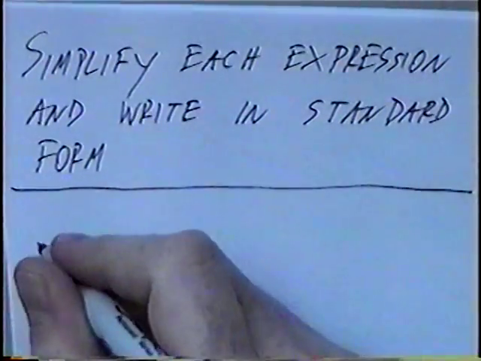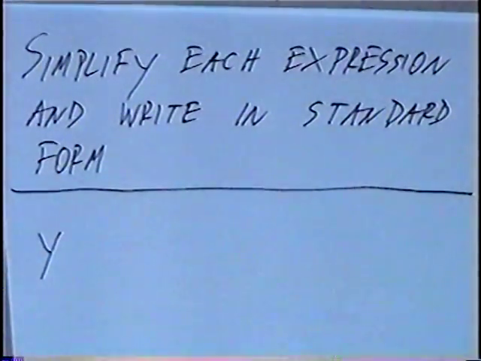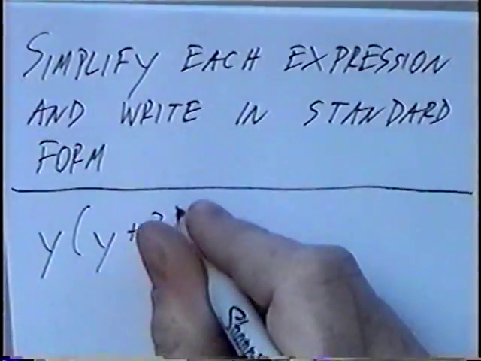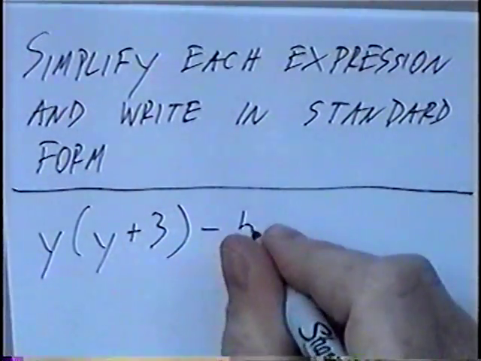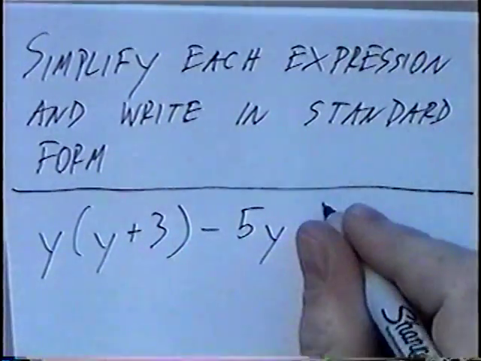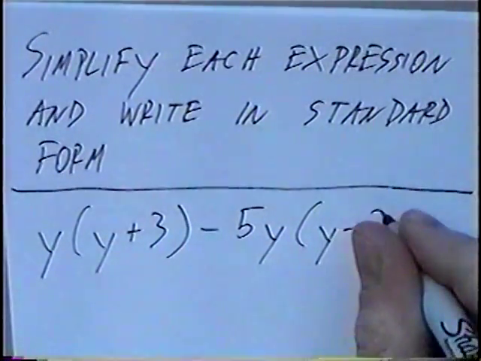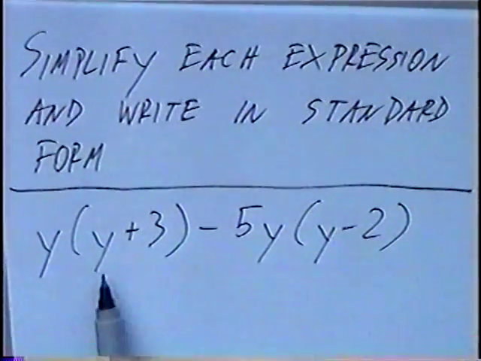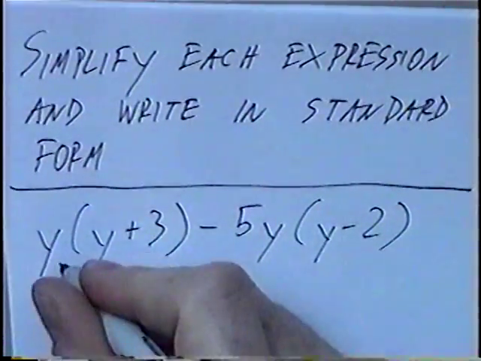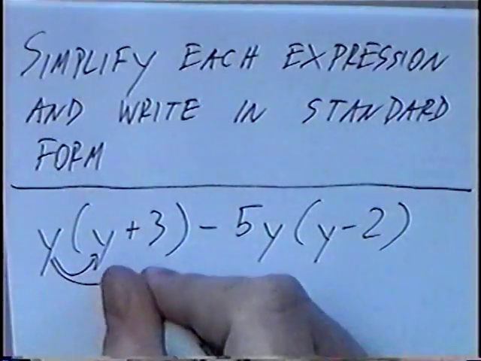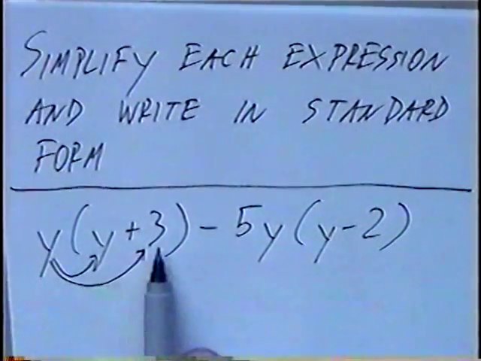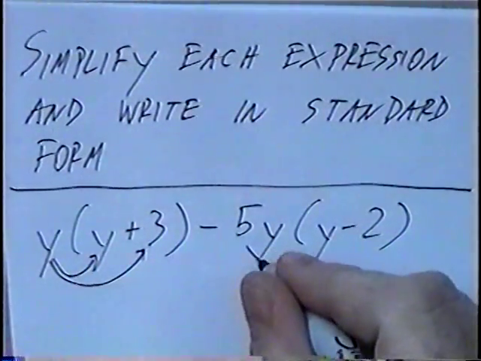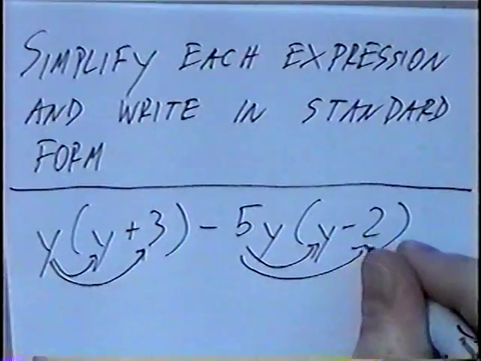First question, and only question for this section, y, and in parentheses, y plus 3, minus 5y, and in parentheses, y minus 2. To simplify, we can first get rid of the parentheses. If you remember using distributive property, we can multiply the term outside times both the terms inside the parentheses. Since we have 2 parentheses, then we'll use the distributive property twice.